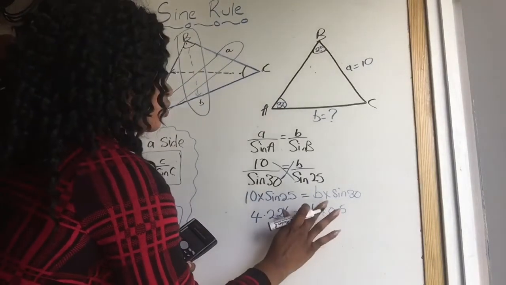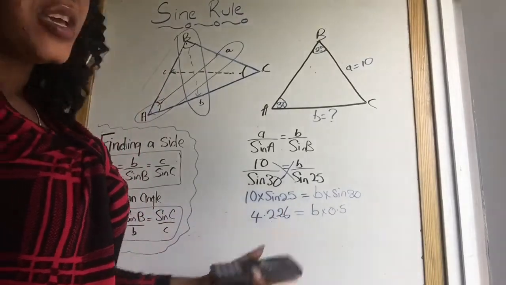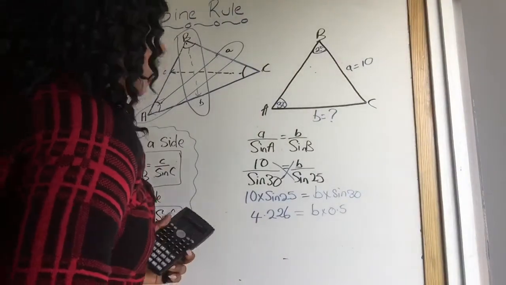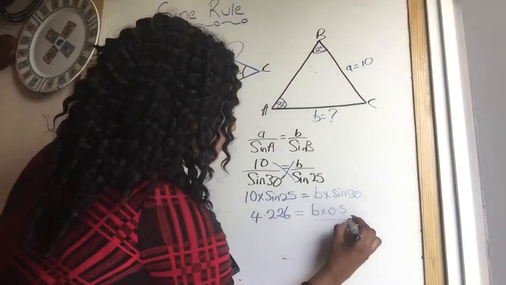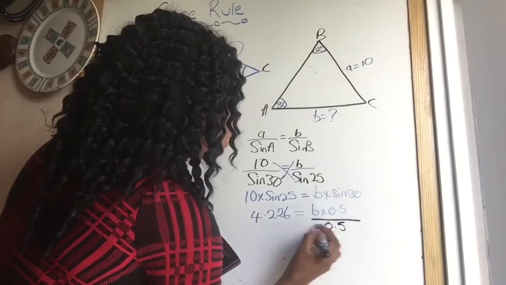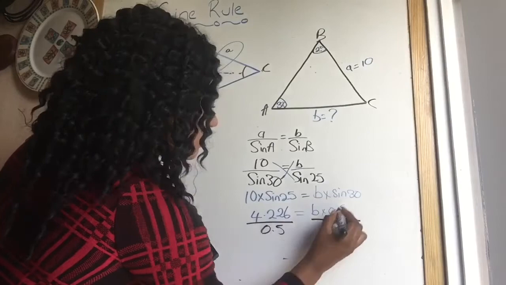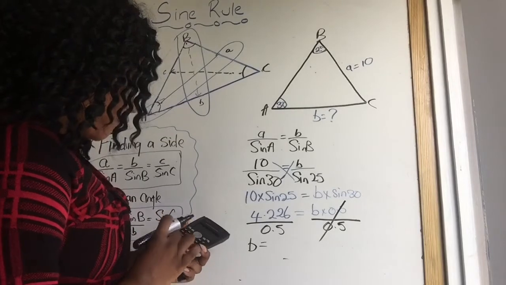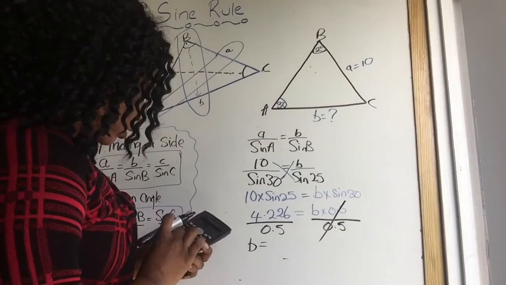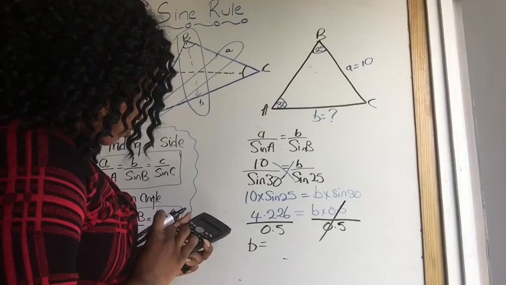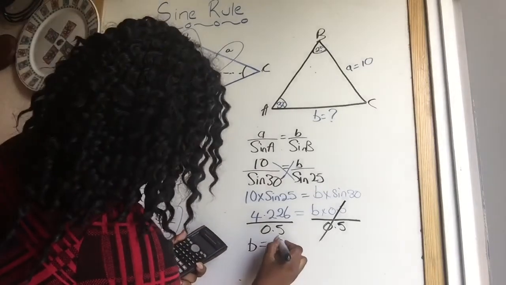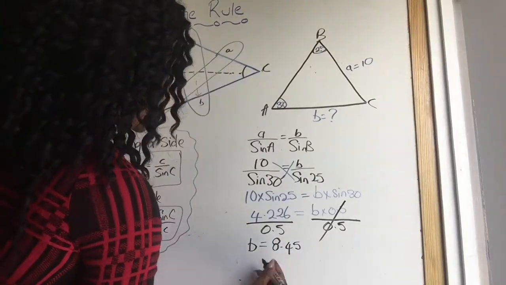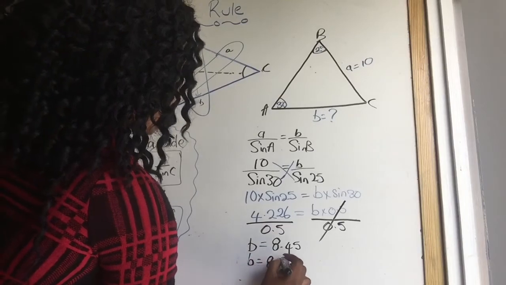Now, we want to find what b is. Because b is being multiplied by 0.5, we can do the opposite to get rid of the 0.5 by dividing by 0.5, and we do that to both sides to keep it balanced. So this is gone. Now our b is equal to 4.226 divided by 0.5, and that is equal to 8.45. We can also round this. Our b is equal to 8.5.